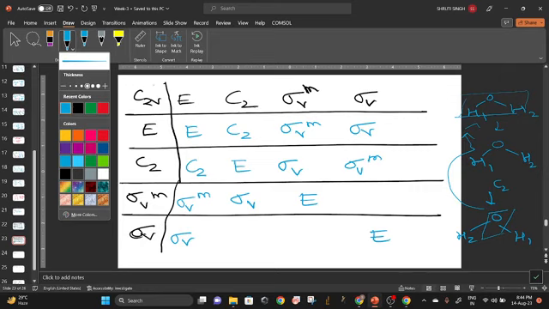So for symmetry, if you see with respect to symmetry, then that will form, because here only we are seeing, right, from molecular plane to sigma v you can get, and then from sigma v you can get back to molecular plane as well.